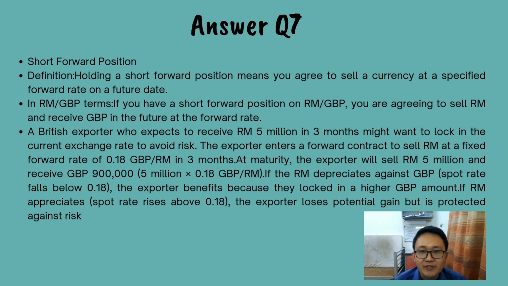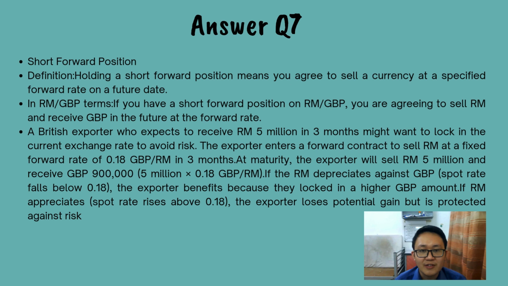Holding a short forward position means you agree to sell a currency at a specified forward rate on a future date. So if you have a short forward position on ringgit per pound, you are agreeing to sell ringgit and receive pounds in the future at the forward rate. A British exporter who expects to receive 5 million in 3 months might want to lock in the current exchange rate to avoid risk.